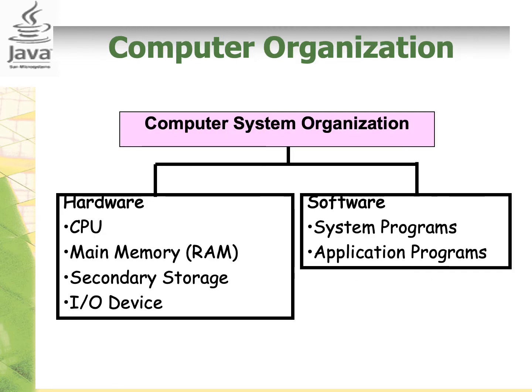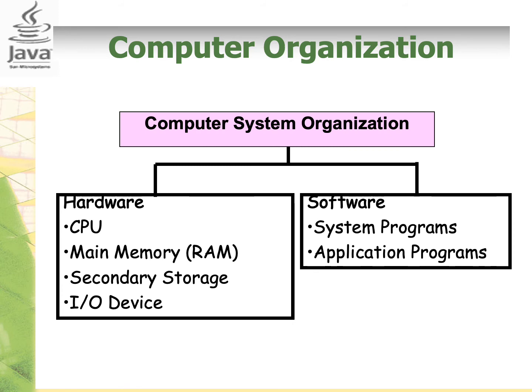Some of the main hardware parts of a computer include the CPU, which stands for Central Processing Unit. It is situated on the motherboard. We have main memory or RAM, which stands for Random Access Memory. And then we also have secondary storage, for example the hard disk drive (HDD) and also the solid state drive (SSD). We also have the I/O devices, which are the input or output devices. For example, the keyboard and mouse are input devices, and the monitor that displays anything that we type is the output device.